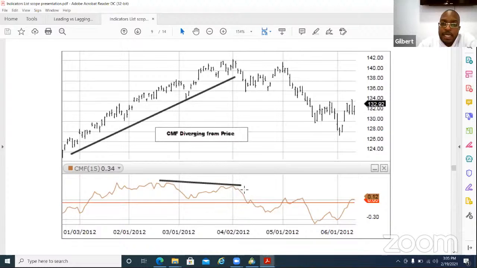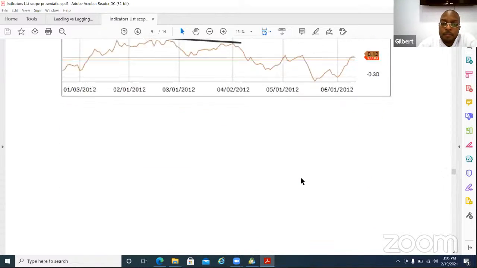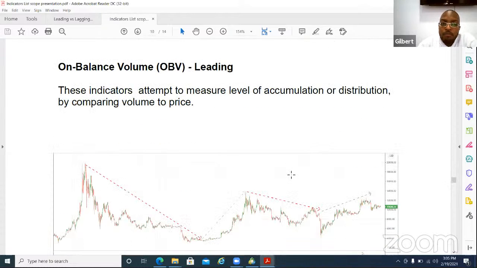So this is a leading indicator. It tells us the volumes are going down, so prices are likely to follow suit sometime later. And as you can see later on, the prices did follow suit. We have the on-balance volume, which is also leading.